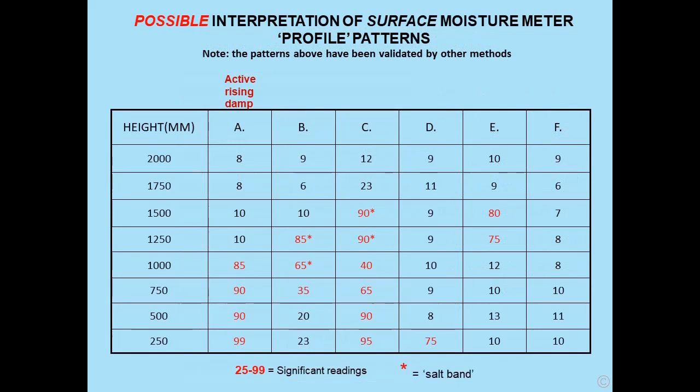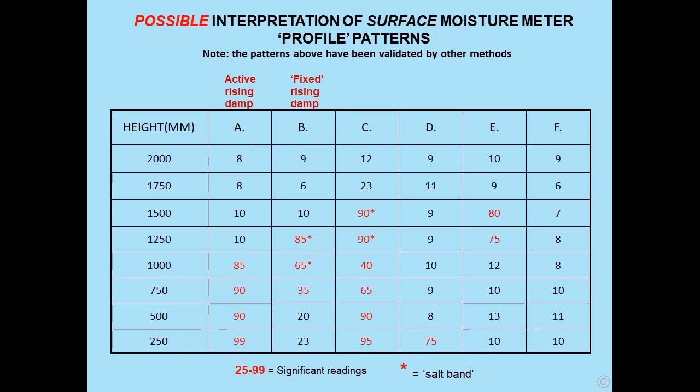So back to the interpretation of the moisture meter patterns. Let's have a look at pattern B. What have we got here? Some low readings at the base of the wall, and then they start to increase, in this case up to 1250 millimeters, and then disappear. Possible interpretation, I rather call it fixed rising damp. In other words, the wall had rising damp, but it's dried down. And what we're now getting is simply the results of the salt contamination.